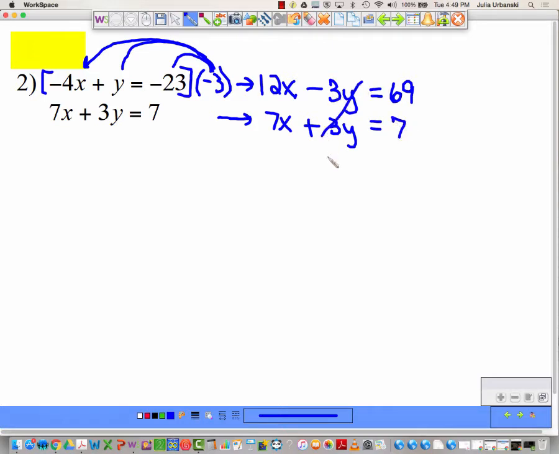So the negative 3y, the positive 3y cancel. 12 plus 7 is 19x. And that equals 76. That makes an answer of 4.